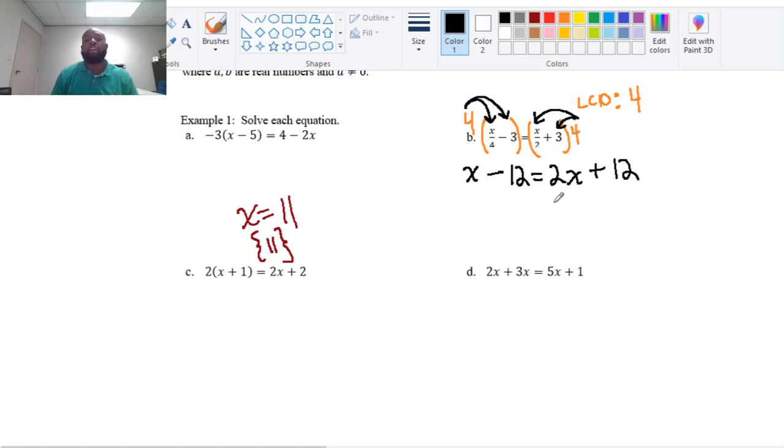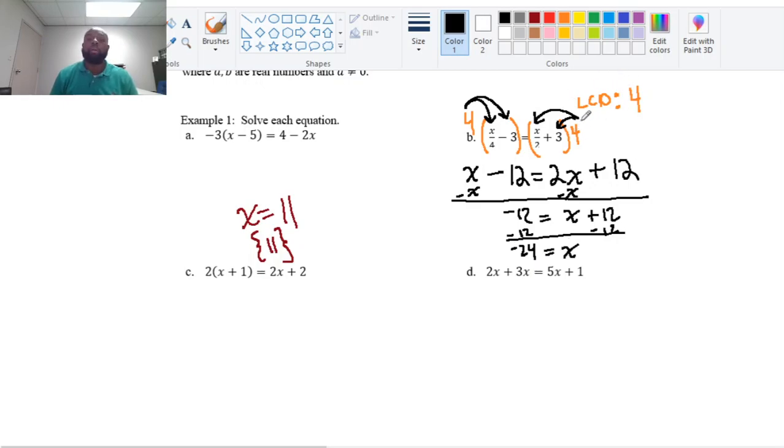I'm going to bring my variables to my right-hand side, so I'll subtract x from both sides. You don't have to write this like this. I'm just going to do this here today. And then I'll subtract 12 from both sides. I get negative 24 equals x.